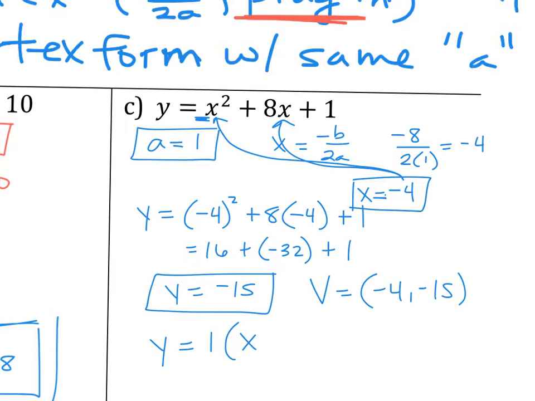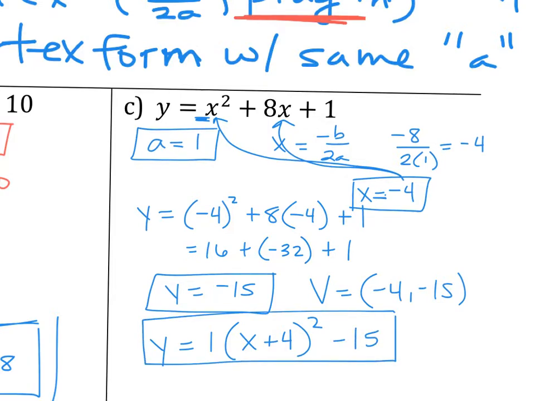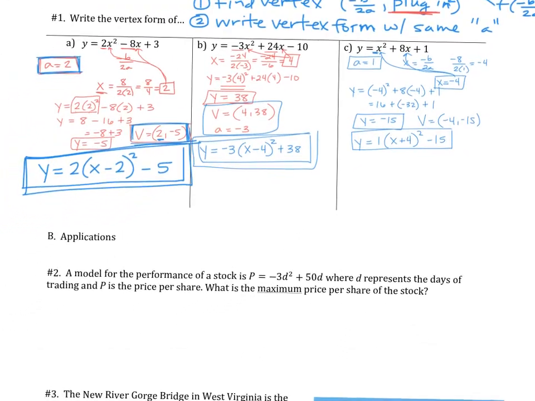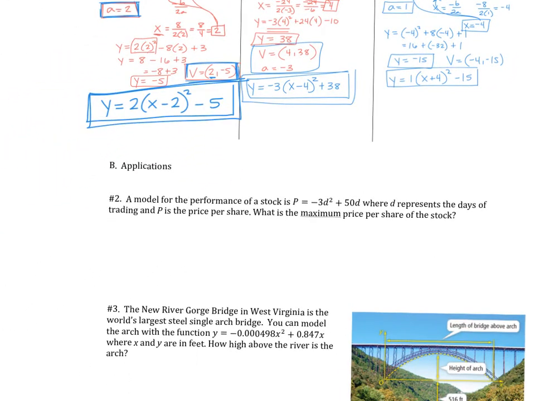So it's x what? Plus 4. It's x minus a negative 4, so x plus 4 squared, then what? Negative 15. Questions? Okay, so that's the end of you turning it into vertex form, okay?